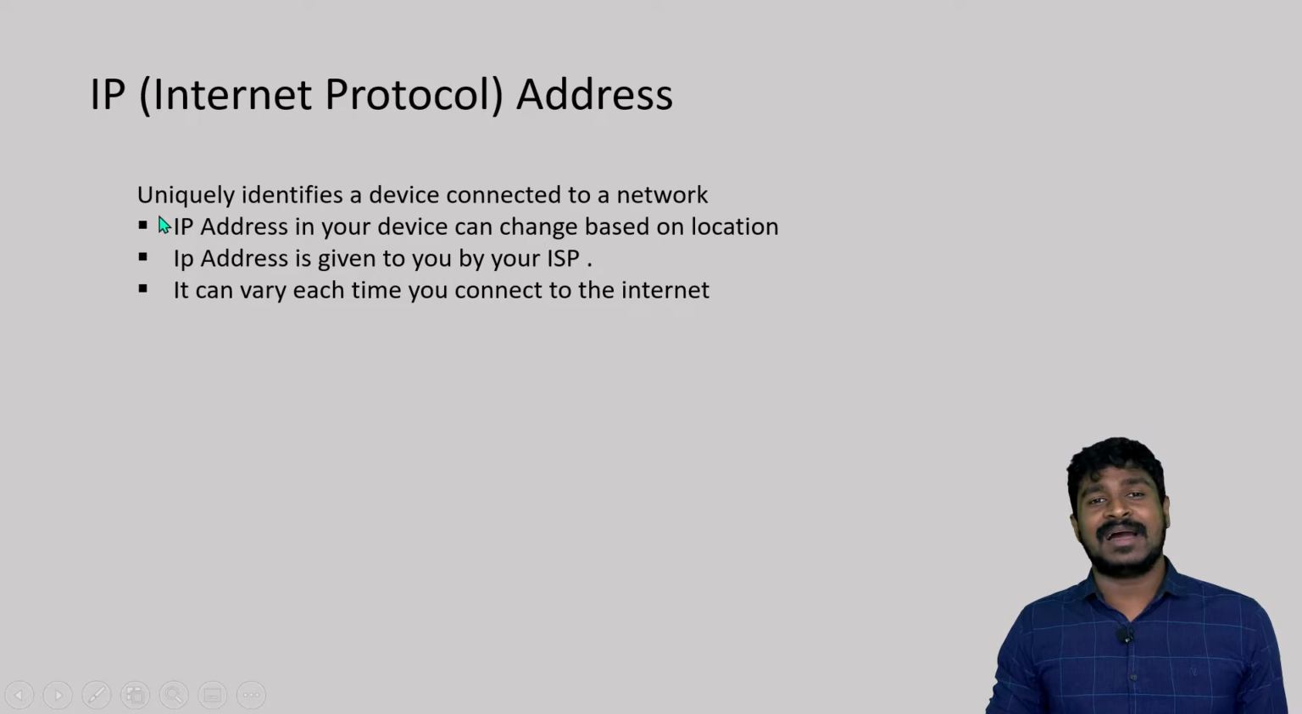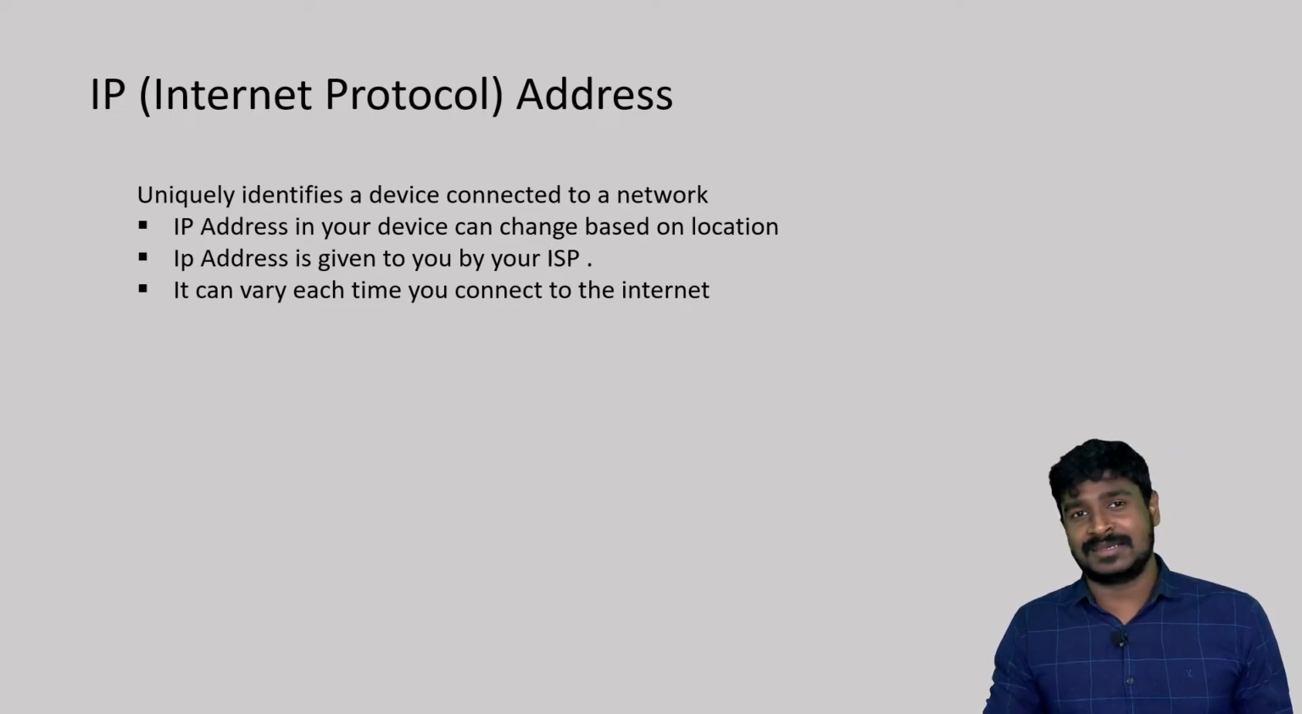Okay, the next one is the IP address. What's the difference between an IP address and a MAC address? An IP address is used to connect devices globally, that is, using the internet connection, but a MAC address is used to connect devices locally, in a local area network. An IP address can change, or it can be the same also, but a MAC address will never change.